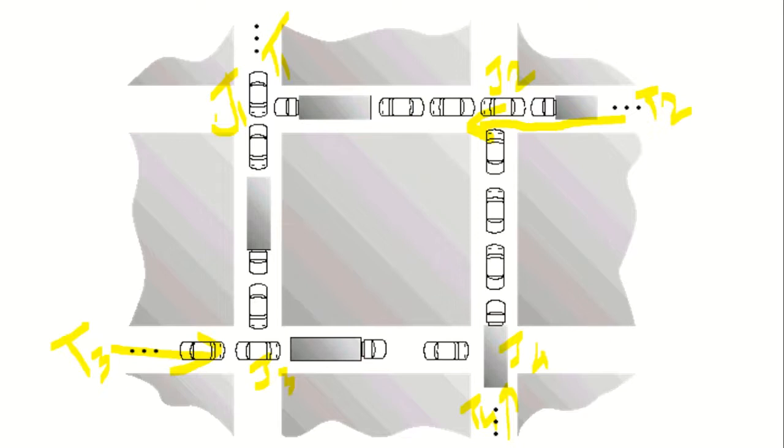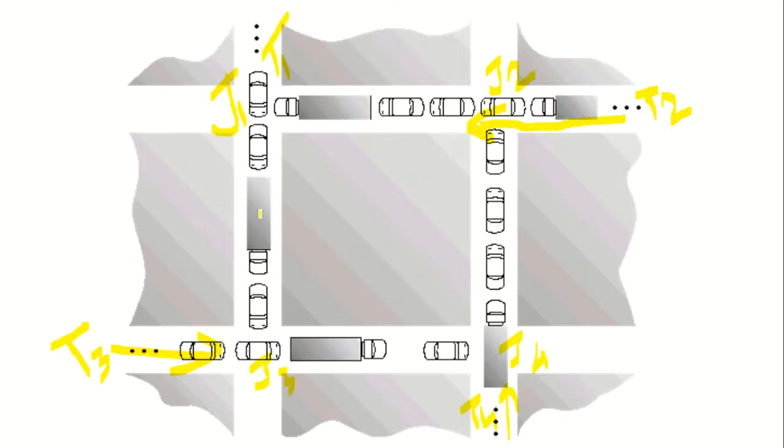So, traffic T1, T2, T3, T4 are the processes here, and the junctions J1, J2, J3, J4 are the resources. That is mutual exclusion. So, in all these four junctions, mutual exclusion is there. What was the second condition? The second condition was hold and wait. Let's see that concept. So, consider junction J1.